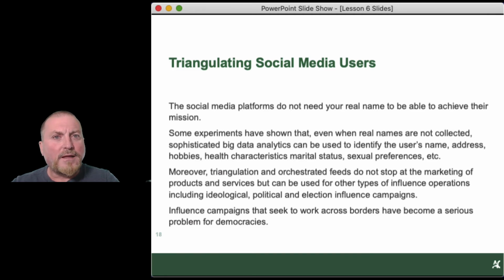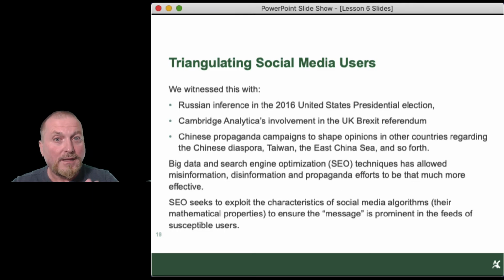So, this can be used for all kinds of influence campaigns that seek to work across borders or for any other purposes, including attacking democracies, out of Russia or China, or any other purpose that they want. They can generate incredibly targeted use of their budget for influencing people, okay? We witnessed this with Russian interference in the 2016 United States presidential election, Cambridge Analytica's involvement in the UK Brexit referendum, Chinese propaganda campaigns to shape opinions in other countries regarding the Chinese diaspora, Taiwan, the East China Sea, and so forth.